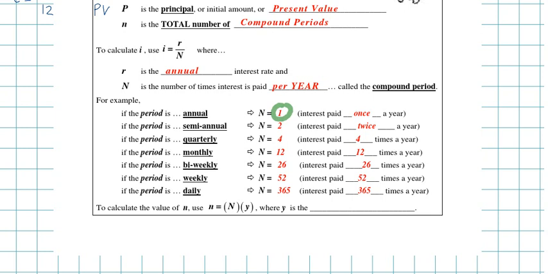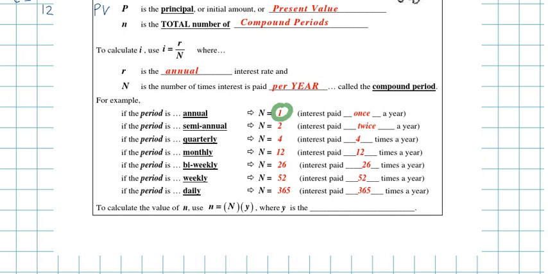Quarterly is 4 times a year, so I have to divide my interest by 4. Monthly, you have 12 months per year, so that's why you get the 12. Now, bi-weekly. Bi-weekly is every 2 weeks.